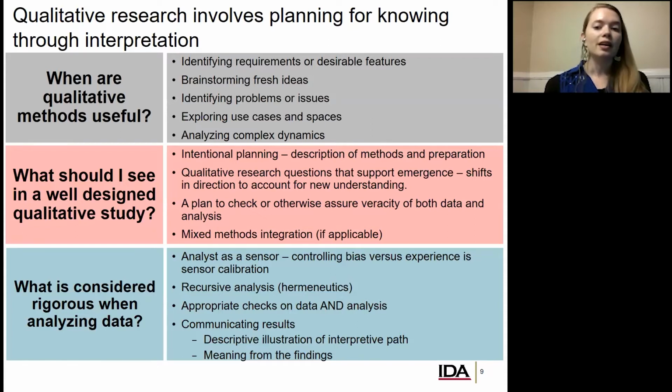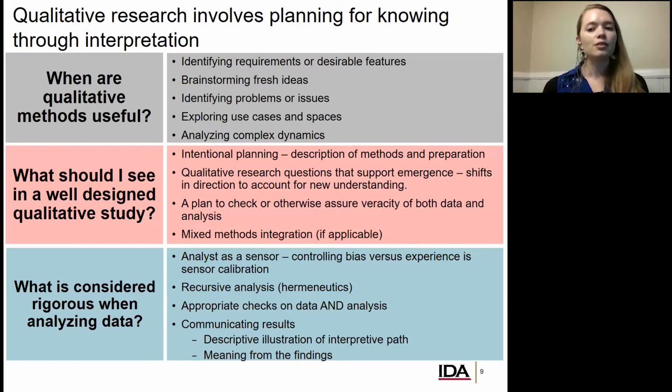A well-designed qualitative study should include intentional planning. So a prior description of the methods and what preparation you're going to take ahead of time to enable these methods. A well-designed qualitative study should also include qualitative research questions that support emergence, so that allow new topics that might deviate from the original line of questioning to occur, so that you can account for new understandings that might arise during the research process or even during data collection. And then a well-designed qualitative study should also include a plan to check or otherwise assure veracity of both the data and the analysis, and when applicable, the integration of mixed methods. So that's when you use both quantitative and qualitative approaches simultaneously or in collaboration with each other.